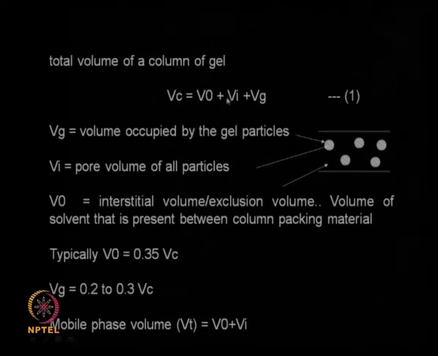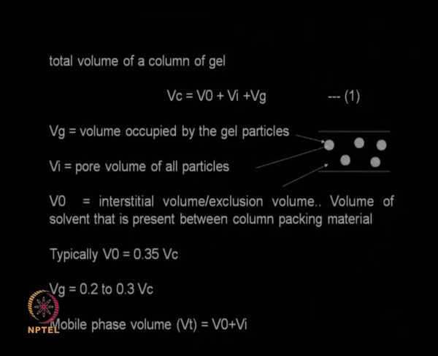The next term is Vi, that is the pore volume of all the particles, because as I said these Sephadex beads or gel are highly porous, so that will also have certain volume. And then the interstitial volume, that means the volume which is not occupied by the gel particles, we call it the external void volume.